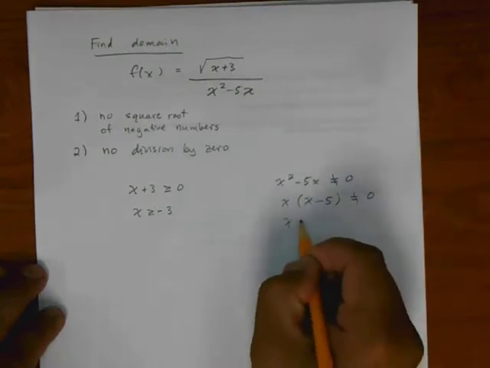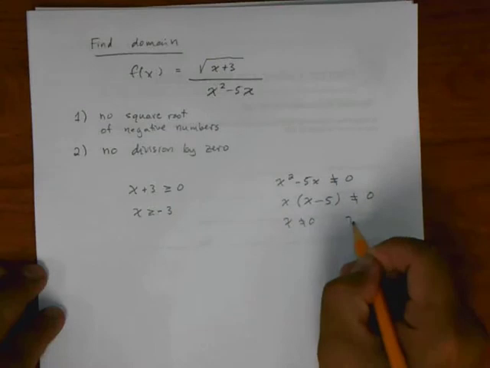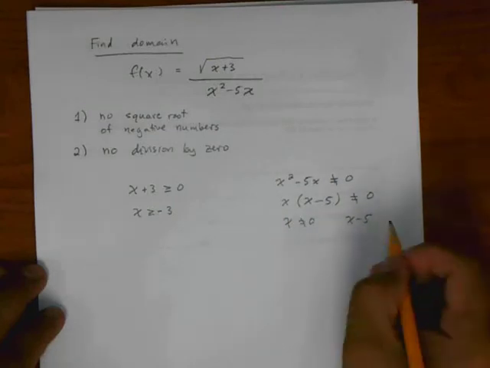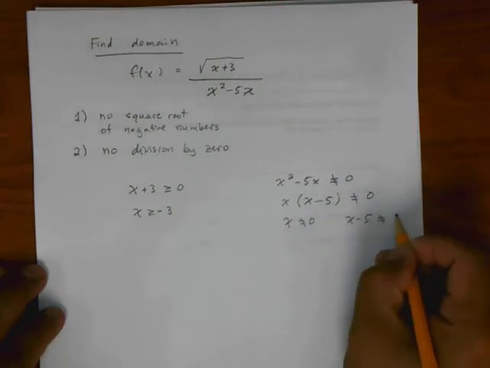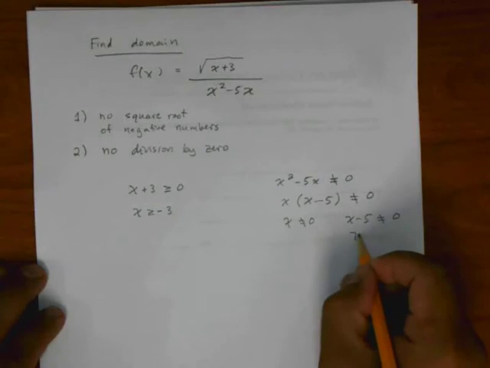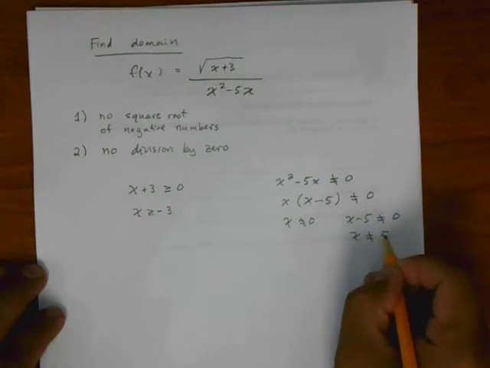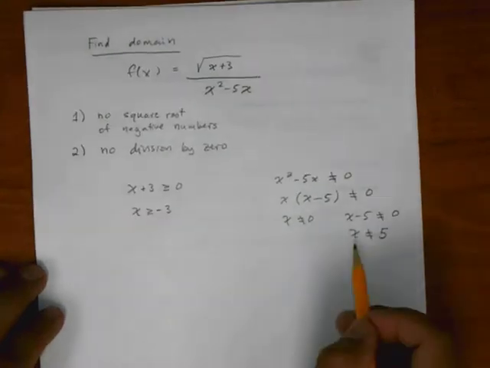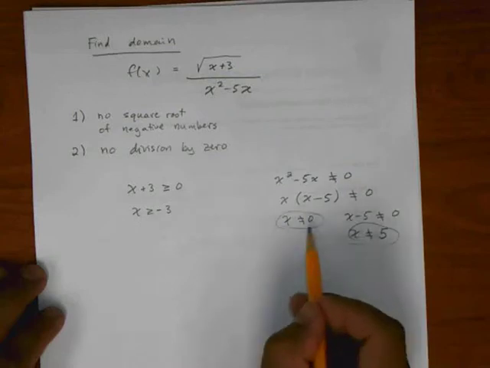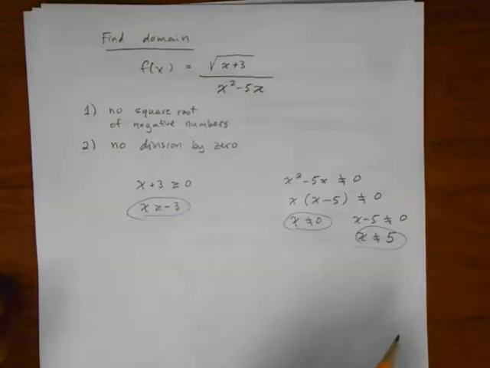That means x cannot be equal to 0. X minus 5 cannot be equal to 0. And then x cannot be equal to 5. That's just adding 5 to both sides. So these are the three restrictions that we have on this function.